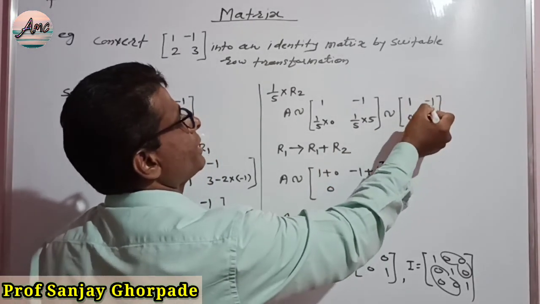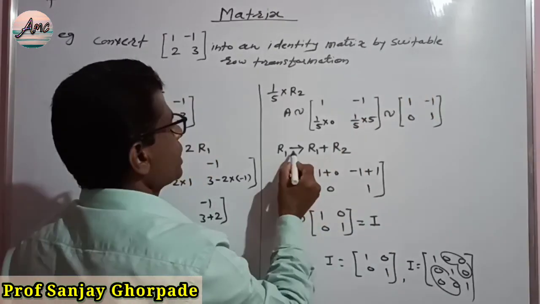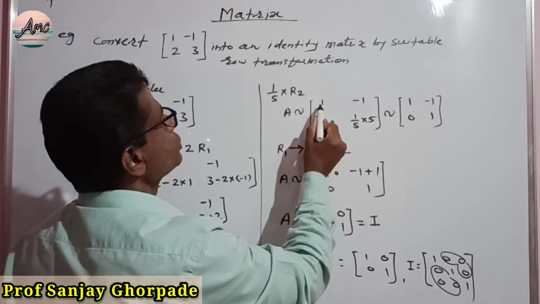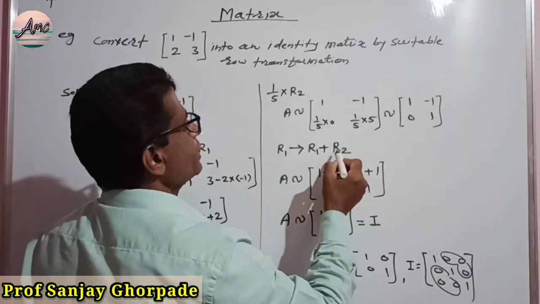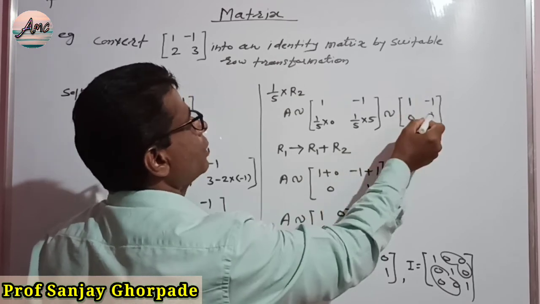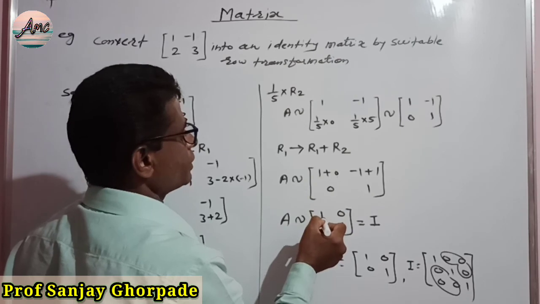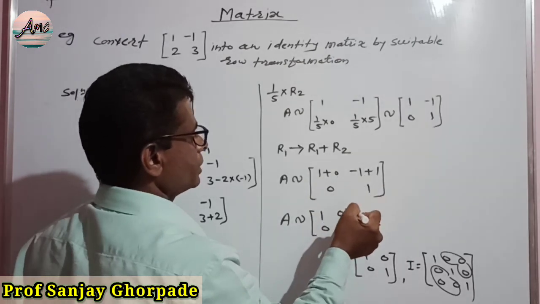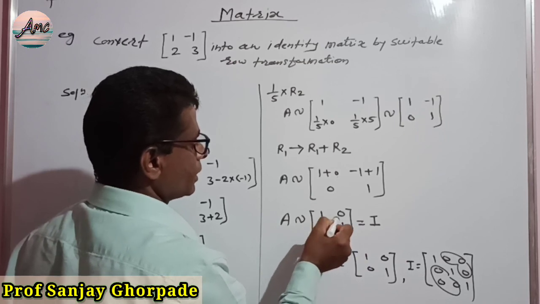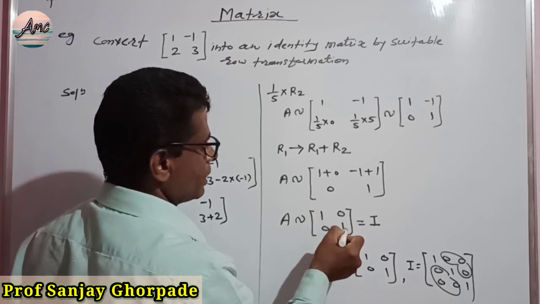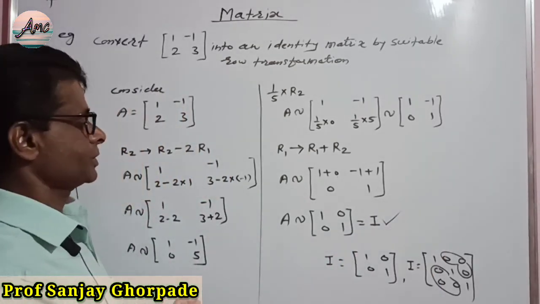Now it is required to make this element 0 by taking the addition of these two. So R1 tends to R1 plus R2. R1 is here 1 plus R2 is 0. Next, R1 is here minus 1 plus R2 is here 1. No change in the second row. So 1 plus 0 is 1. Minus 1 plus 1 is 0. 0, 1. So all the non-diagonal elements are 0 and every diagonal element is equal to 1, which is nothing but the identity matrix.